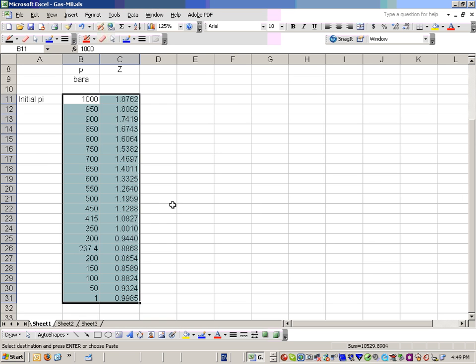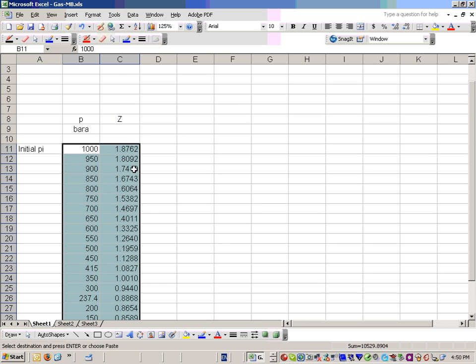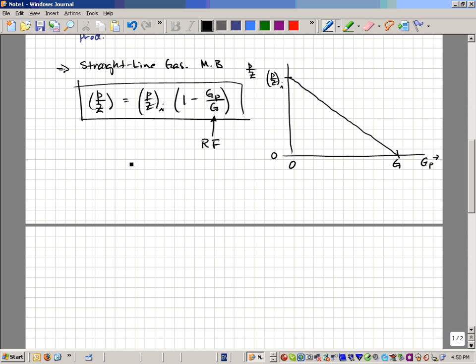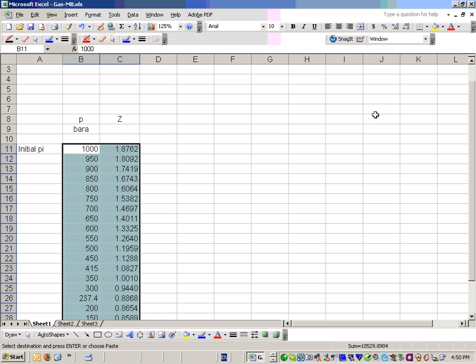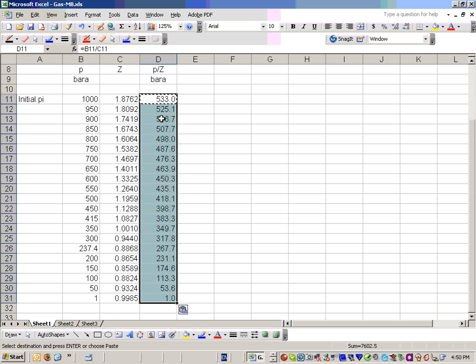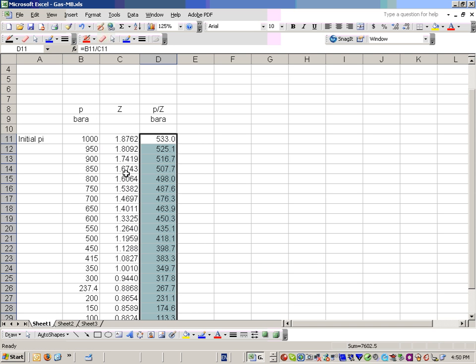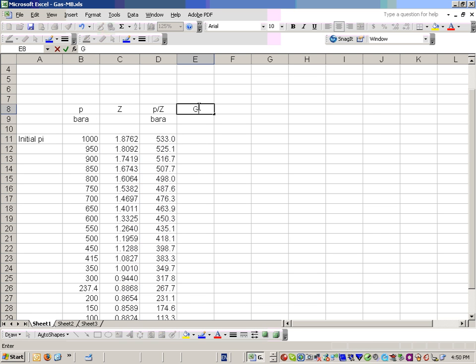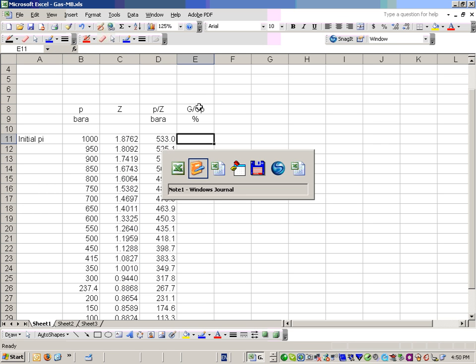And now we have these pressures and Z factors, and from the equation that we just derived here, we can construct this straight line material balance. So we first create the column P over Z. Has the same units of bar. And we go down here. And then what we're going to do is two plots. First we have to calculate the GP divided by G, and we'll calculate it in percentage.